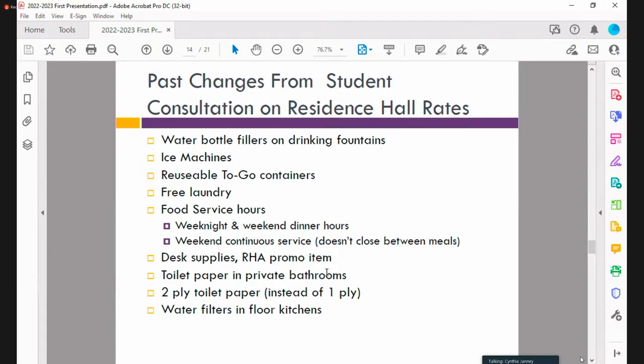So we've made a lot of improvements at the request of students, and that's why I like this process, because I want the services that we're providing and the amenities to be what students want to have. So I appreciate that I get a lot of good feedback.